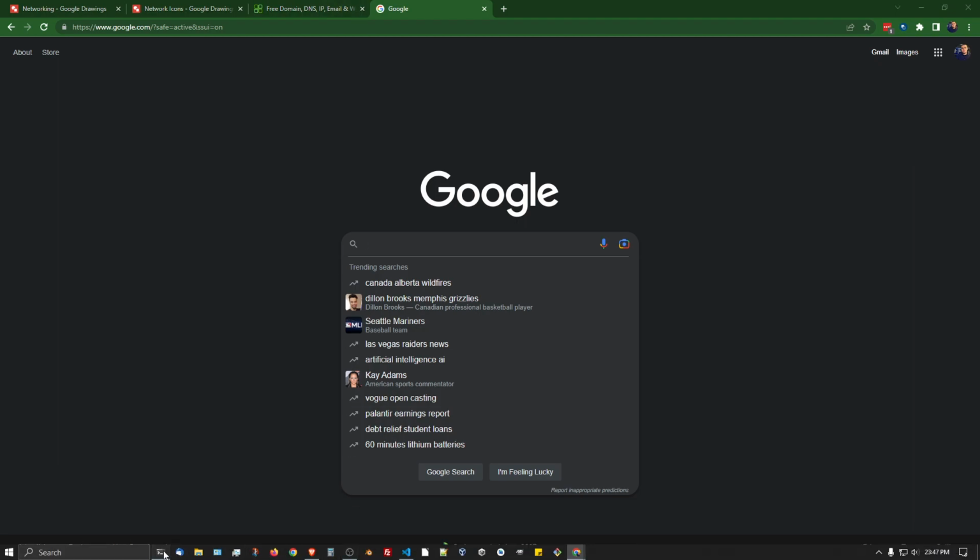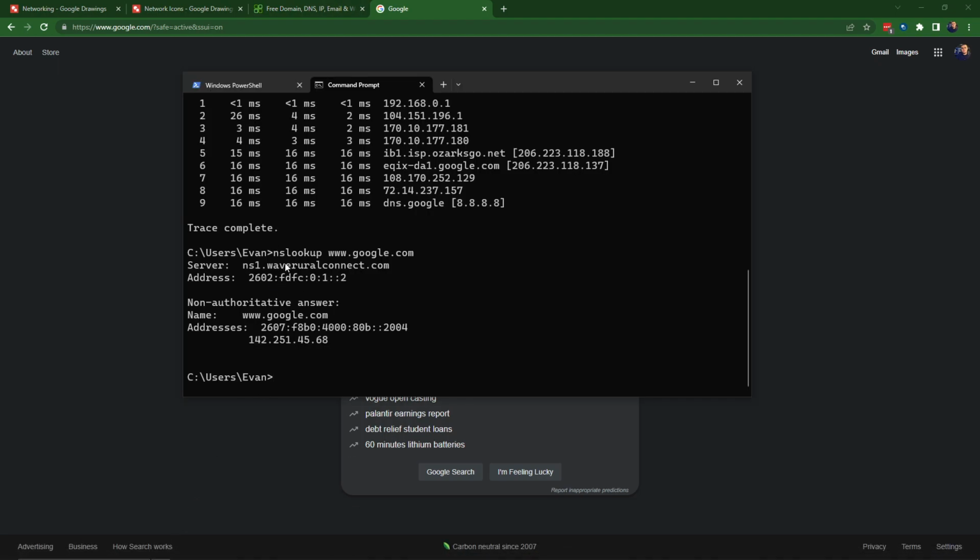And it's going and looking it up for you. So we could do an nslookup for just about any website that we want, and we can figure out the IP address of that website in both the IP version 4 and IP version 6.